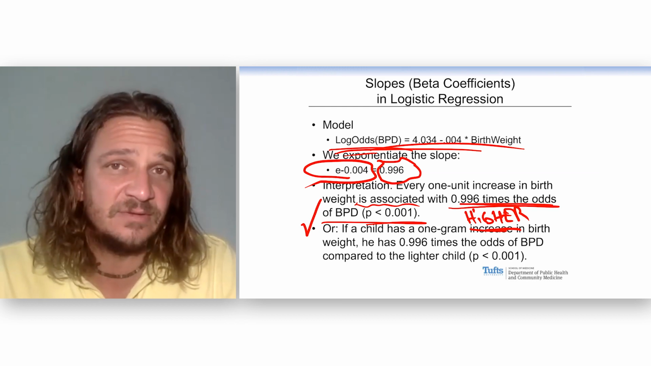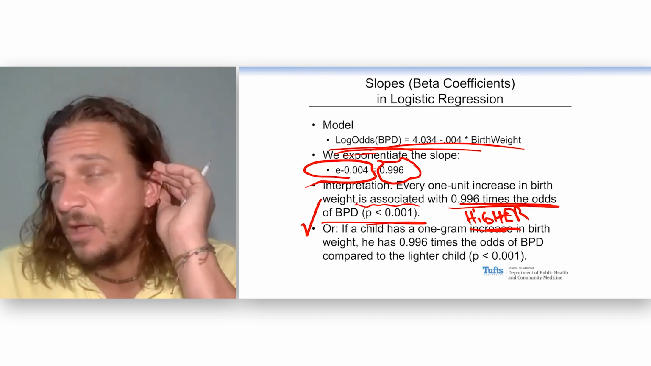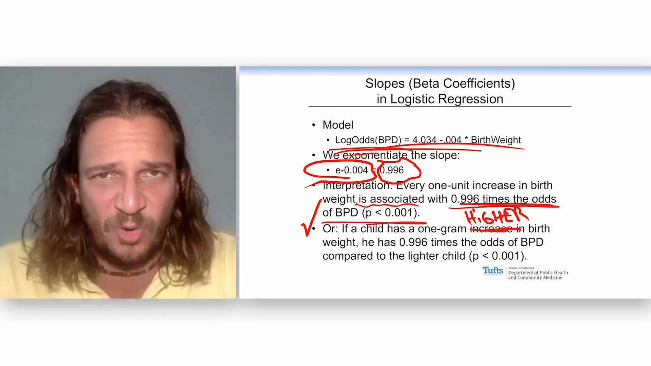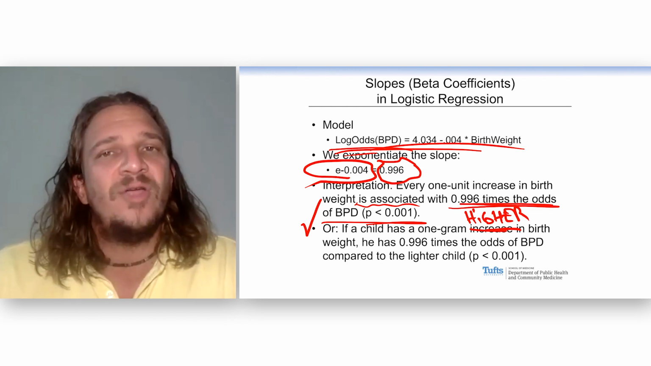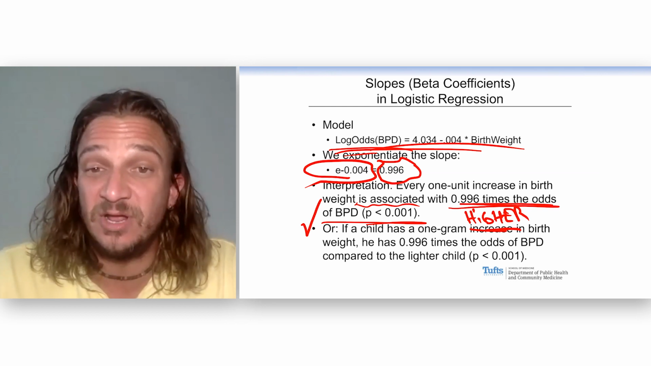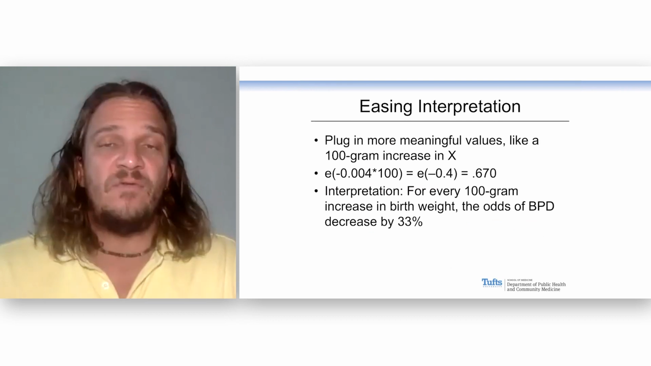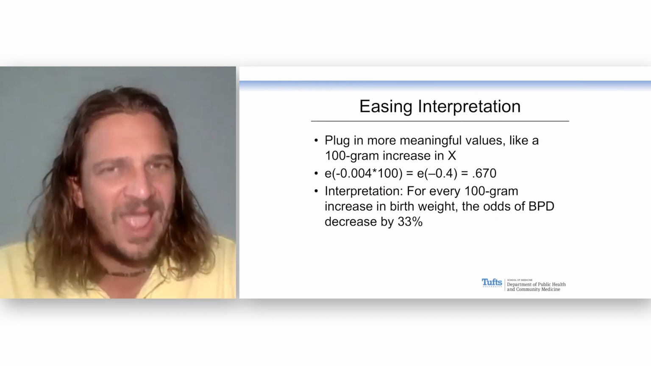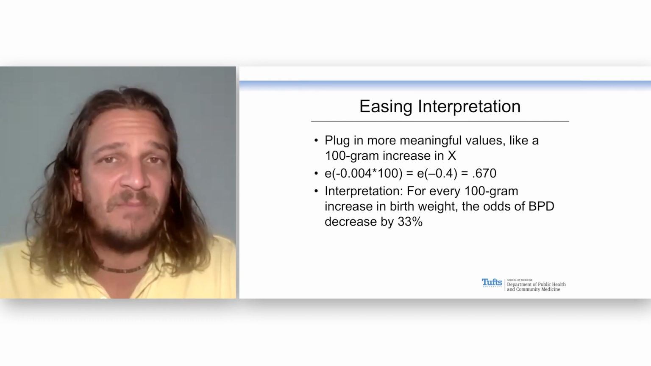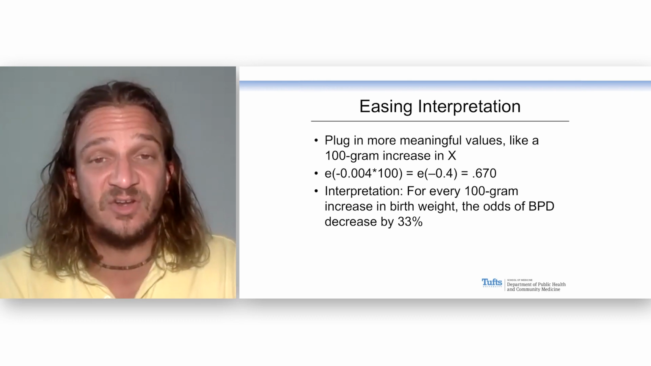Statistically significant. Now, you might be thinking, well, that might be statistically significant, but that's not very clinically relevant. I take whatever my odds are, and then I multiply those odds by 0.996. 0.996 is basically 1. Well, part of it is, think about the units here. The units are very small. Maybe we want to plug in a more meaningful value. That was for a 1 gram increase in birth weight. That's nothing, right? A 100 gram increase might be some meaningful change. So remember, you can plug in different values for the slope to see if there's clinical relevance.